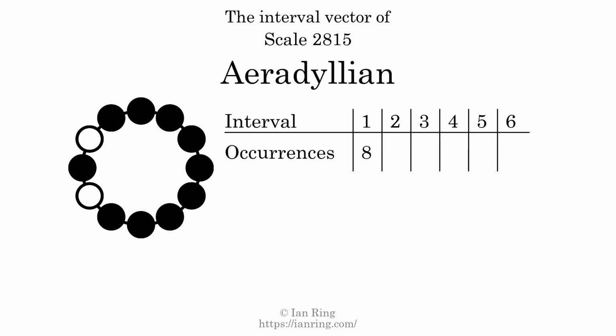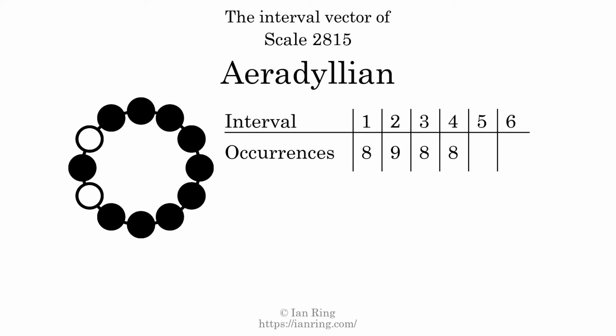There are 8 intervals with the size of 1 semitone. They are here, here, here, here, here, here, here, and here. There are 9 intervals with the size of 2 semitones. They are here, here, here, here, here, here, here, here, and here. There are 8 intervals with the size of 3 semitones.